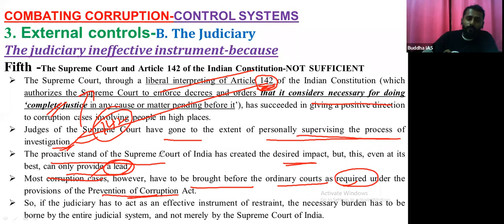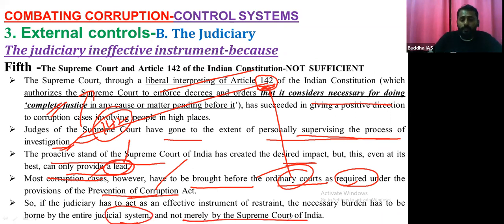So, the Supreme Court can just provide a lead, just act as a guiding star, but that is not sufficient. Why? Because as provided in the Prevention of Corruption Act, all the cases are brought before the ordinary courts, which don't have this power. So if the judiciary has to act as an effective instrument of restraint, the necessary burden has to be borne by the entire judicial system, not merely the Supreme Court of India. Right?